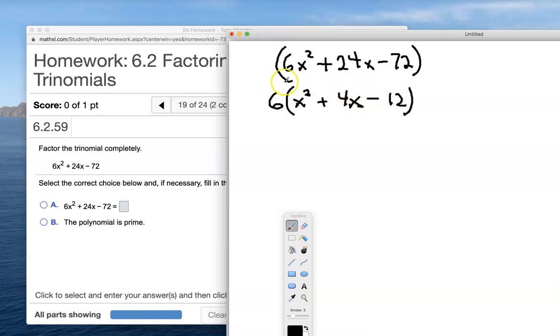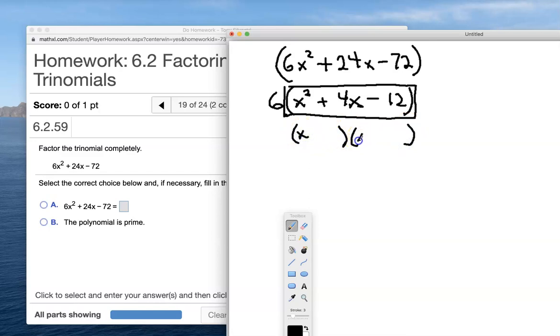And now what I'm going to do is I'm going to forget the 6 for now. The 6 has done its job. I'm going to concentrate on this part here, just this part right over here. And I'm just going to factor that part there. And we know how to factor that.